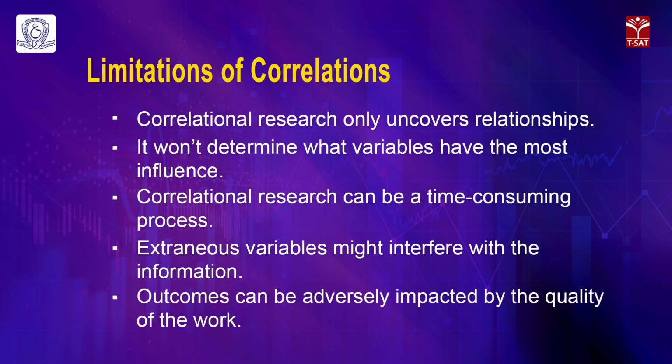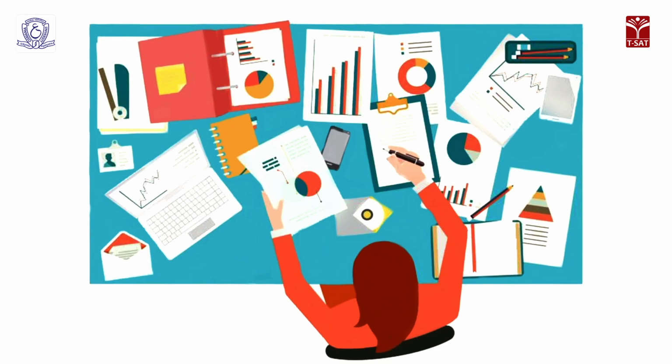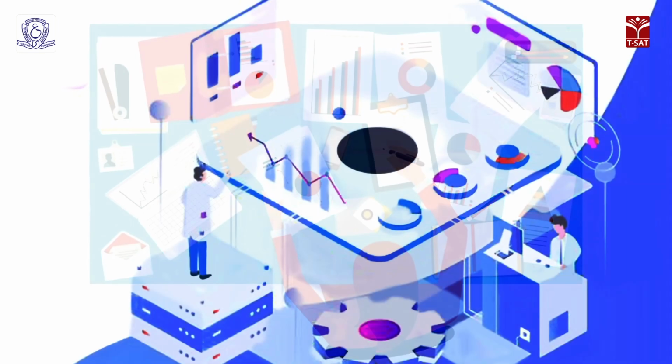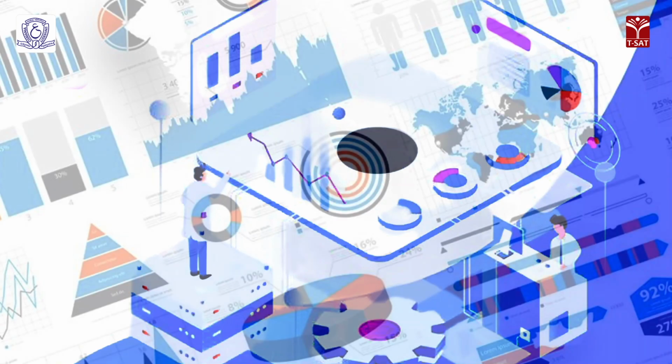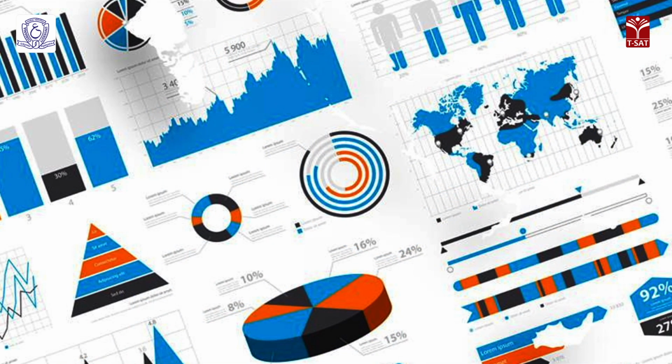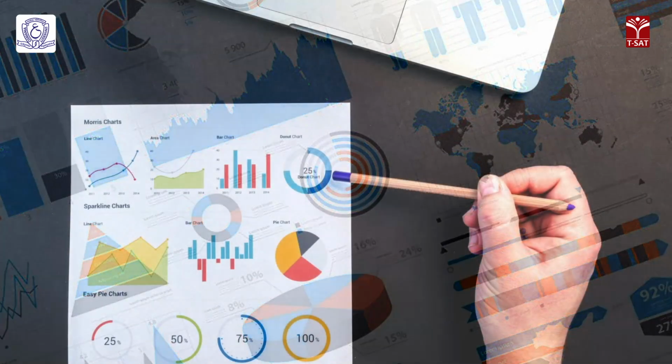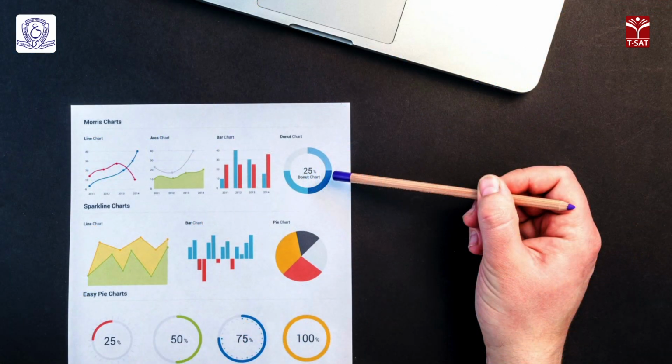Outcomes can be adversely impacted by the quality of the work. The quality of work performed during a correlational research study will determine the usefulness of the data gathered. Even though there is some flexibility in the structure of the study, a lack of representation in the selected sample can produce inferior results that could lead researchers down an incorrect path of study.